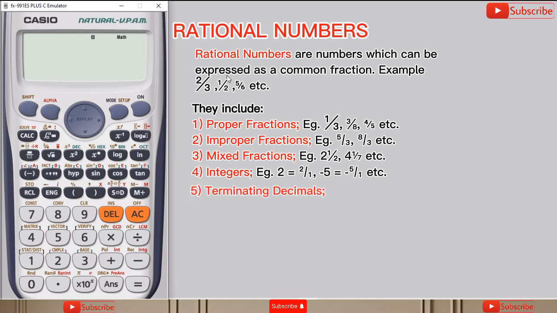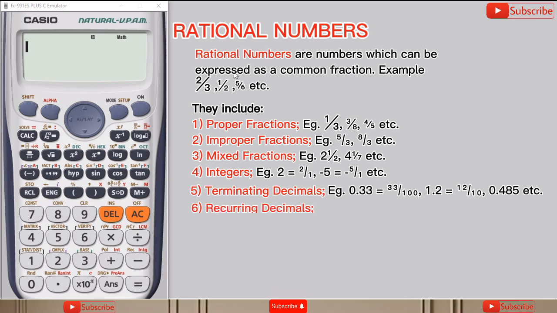We also have terminating decimals. Terminating decimals are also rational numbers. And what are terminating decimals? Terminating comes from the English word which means to put an end to something. So terminating decimals are decimals that have an end. For example, if you have the decimal 0.33, we know that the end of this particular decimal is 3. So 0.33 is the same as 33 out of 100. And since 33 out of 100 is a fraction, we can conclude that it is a rational number.